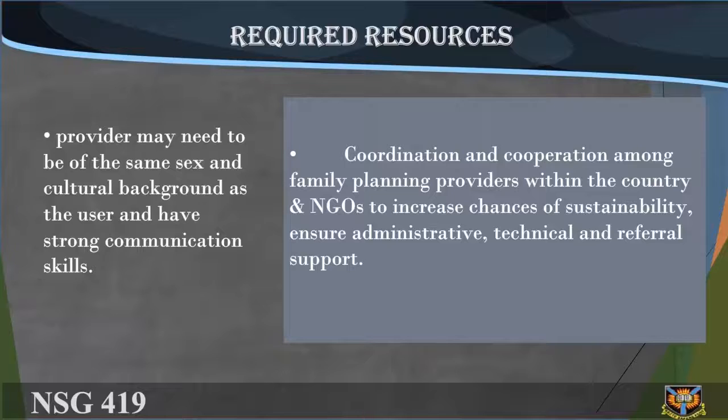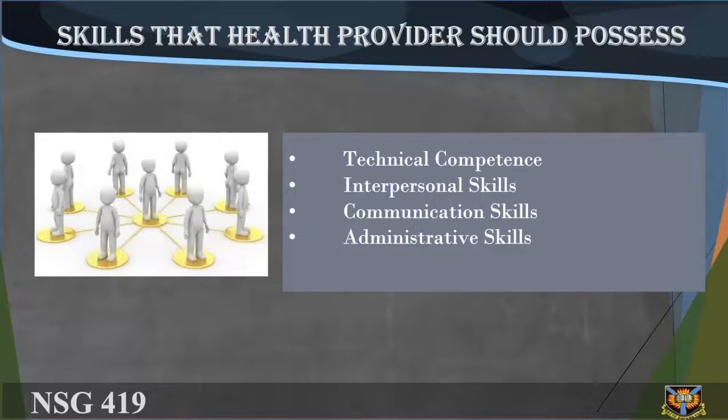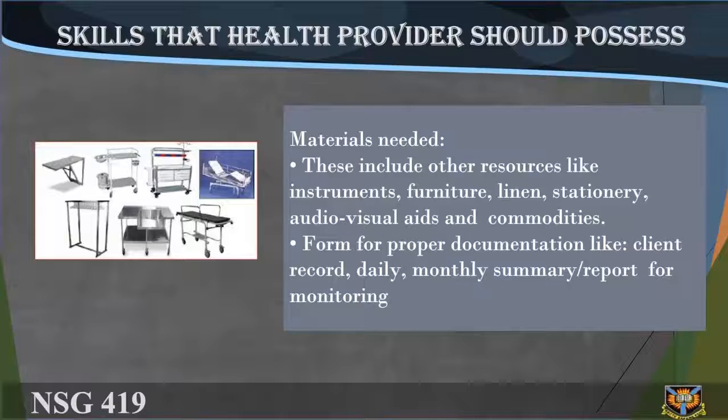communication skills. Coordination and cooperation among family planning providers within the country and NGOs increases the chances of sustainability and ensures administrative, technical, and referral support. Skills that health providers should possess: technical competence, interpersonal skills, communication skills, administrative skills. Materials needed: these include resources other than human resources, like instruments, furniture, linen, stationery, audio-visual aids, and commodities.